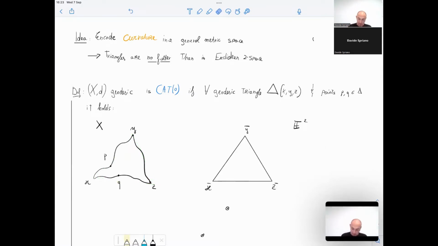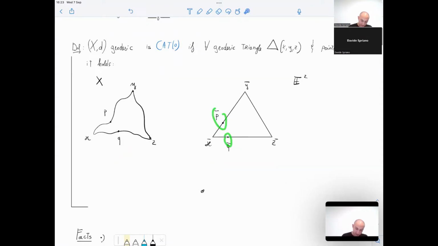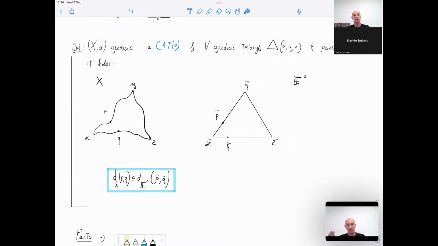So there should be a triangle in Euclidean 2-space with the same side lengths, and then we look at the points P and Q, and similarly, we find points P bar and Q bar, and now we compare the two distances. We want that the distance in X between P and Q is smaller or equal than the distance in Euclidean 2-space between P bar and Q bar. In some sense, the triangle is thinner, it's less thick. Okay, and this notion is very simple, but it's really good, and it has a lot of good consequences.